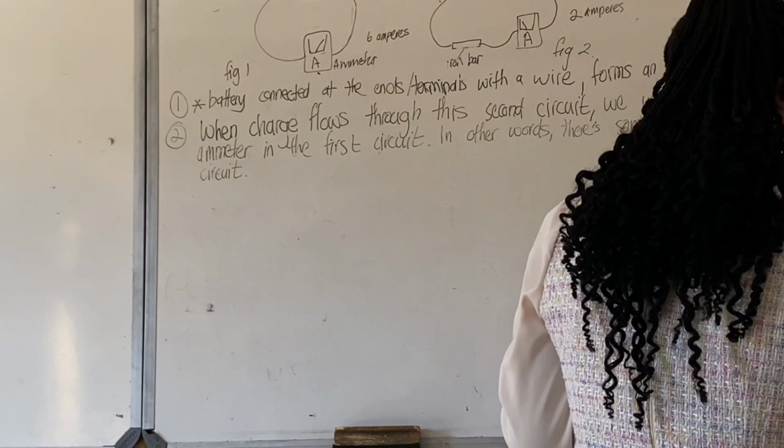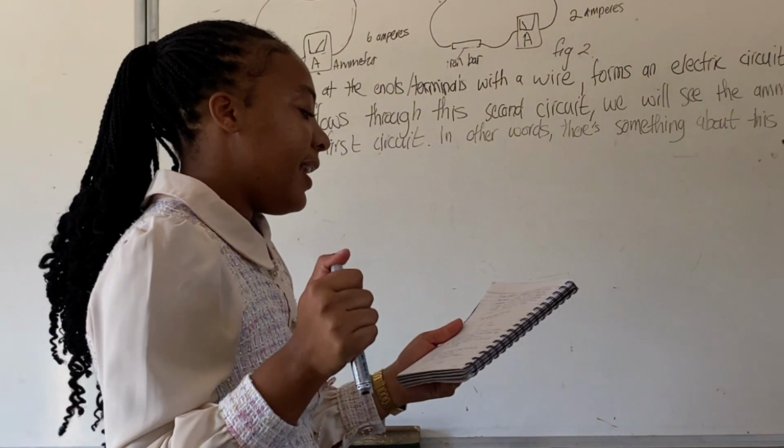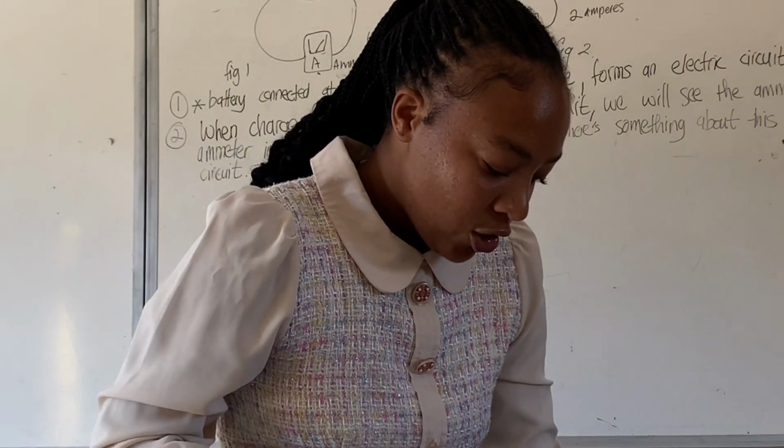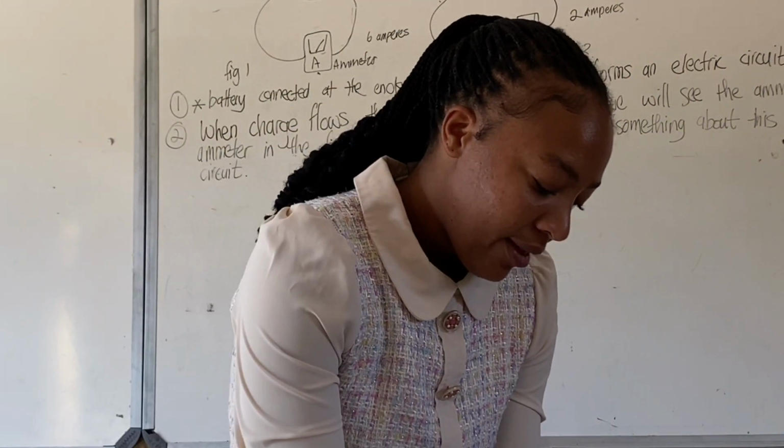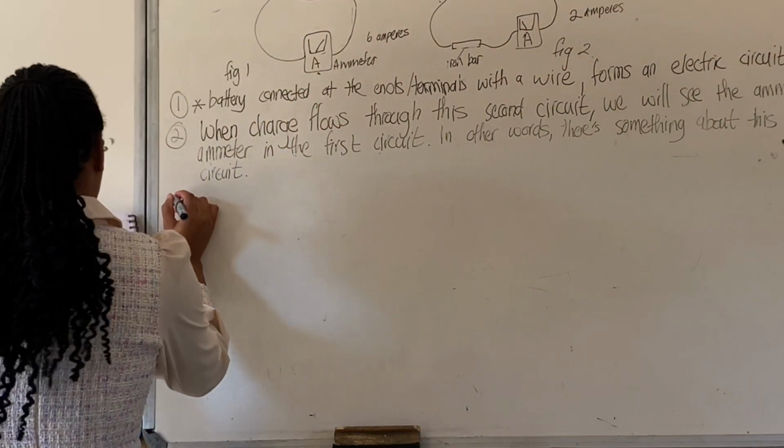Okay, let's continue. A resistor decreases the flow of charge, and as electric charge slowly passes through the circuit, another thing that happens is the resistor heats up. Okay, continue writing, guys.